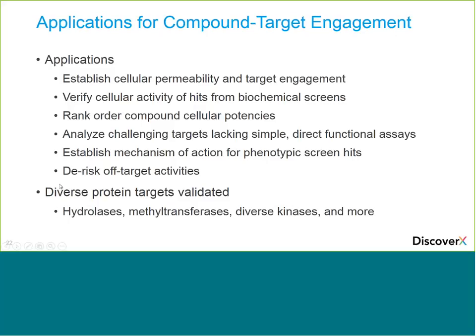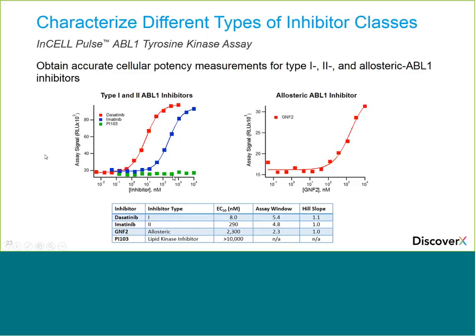And of course, you can use this to de-risk some off-target activities you may see for your compound in broad biochemical screens. And so we've used this technology to validate it across some diverse protein targets, hydrolases, methyltransferases, a whole bunch of different kinases. Kinases is one of our specialties here at KinomeScan, of course. And so just to give you some examples, ABL1 is a great drug target for leukemia. It's a tyrosine kinase, well-established different types of inhibitors.